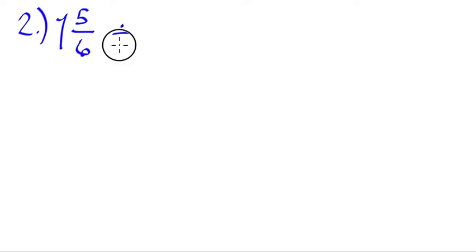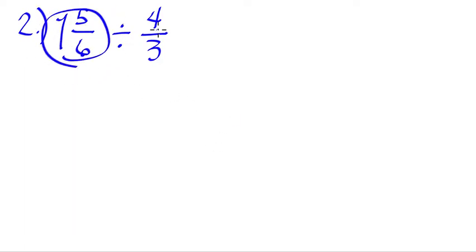Okay, for our number 2, let's have a mixed number. Say we have 1 and 5 over 6 divided by 4/3. Now, one of our rules in division is that we cannot just simply divide mixed numbers by a fraction, or mixed numbers by mixed numbers. So what we need to do is make this mixed number, 1 and 5 over 6, into an improper fraction.